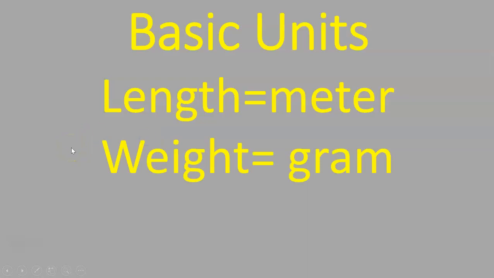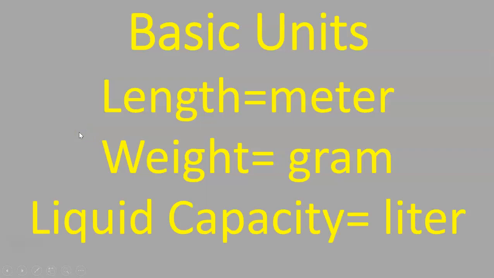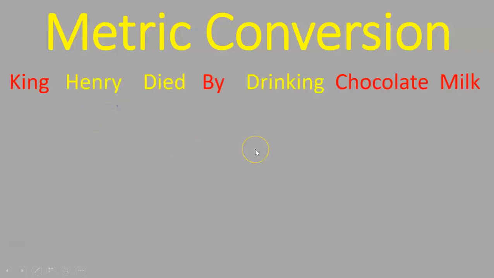Weight is a gram, which is quite small. A gram would be about the weight of a paperclip. And liquid capacity would be a liter, which you may be familiar with, from 1 liter and 2 liter drinks. But to convert in the metric system, all you need to do is remember the prefixes. And a way to remember that, coined many years ago, is King Henry died by drinking chocolate milk.